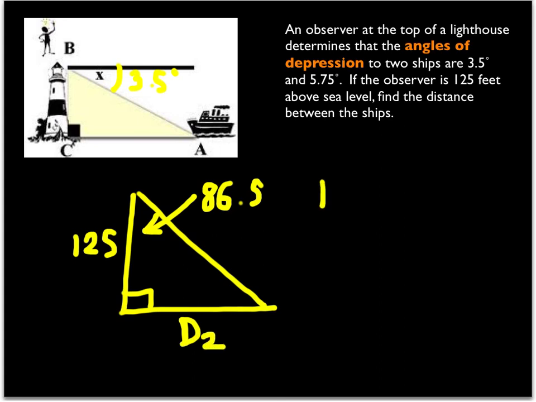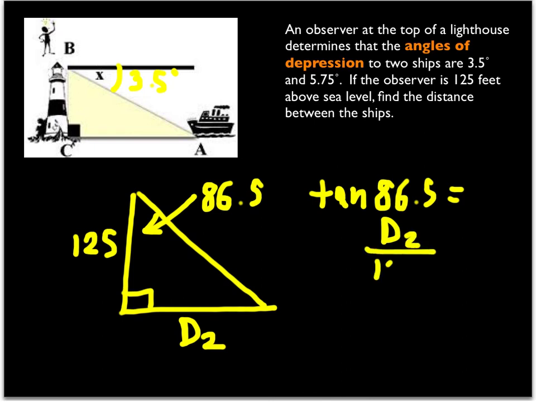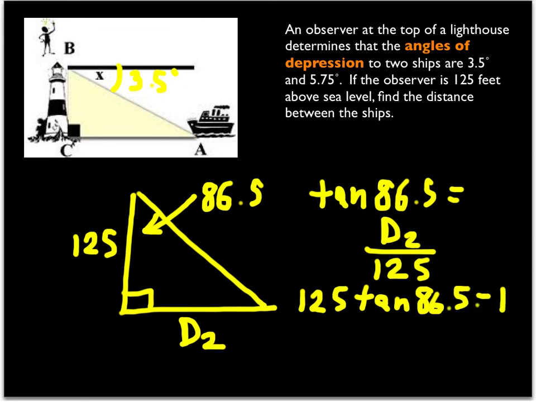Same setup as before. I'm going to use tangent once again. So the tangent of that 86.5 is going to be D2 over 125. And just to solve this, it's going to be 125 times the tangent of 86.5 will give me D2. And if I do that on my calculator, I get 2,043.